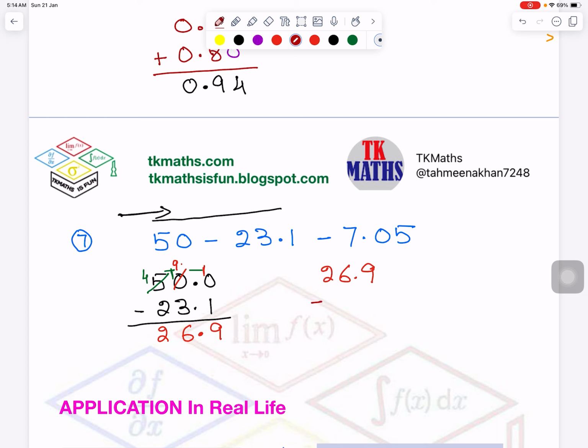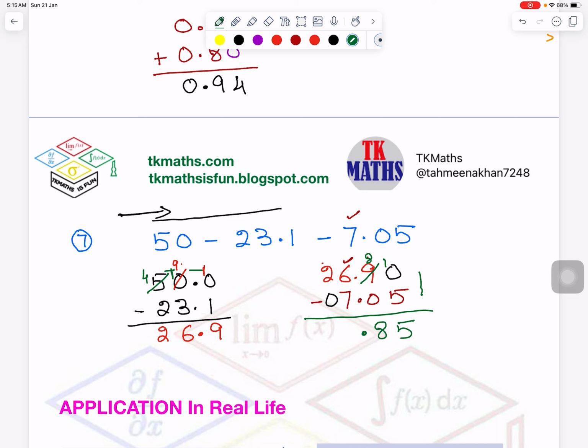So now I will do 7.05. Please be careful. I'm writing unit under unit. This is my unit, this is my tens, right? And this is my tens. Okay, so the empty space I will fill by 0 to avoid any confusion. Now I will subtract. 0 minus 5 is not possible, so I will borrow from here. This will become 8 and this will become 10. So 10 minus 5 is 5. 8 minus 0 is 8.